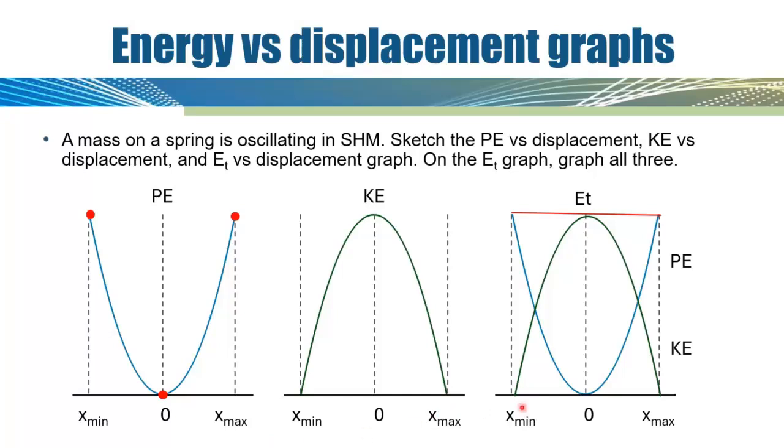can show me that, for example, if my mass was, let's say, located over here, you can see that I have a little bit of potential energy. I have a lot of kinetic energy. And if I added up that potential and that kinetic energy, it would equal ET.